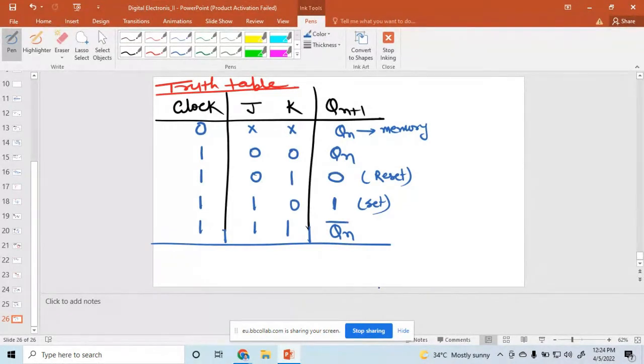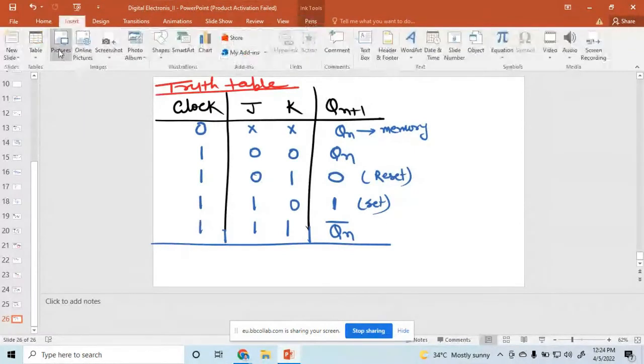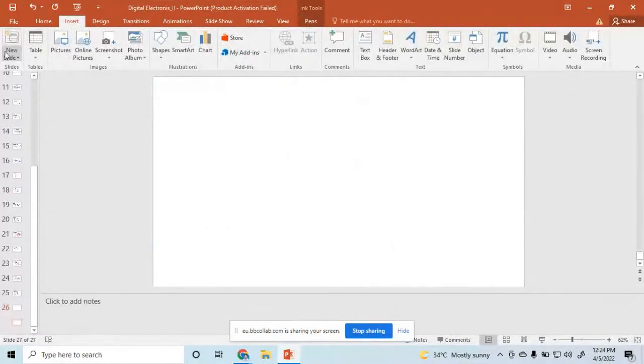Is that clear, or anyone have any doubts, any query? Yes, up to this point, is that clear now? So now we discuss. So at least give your response, yes or no.